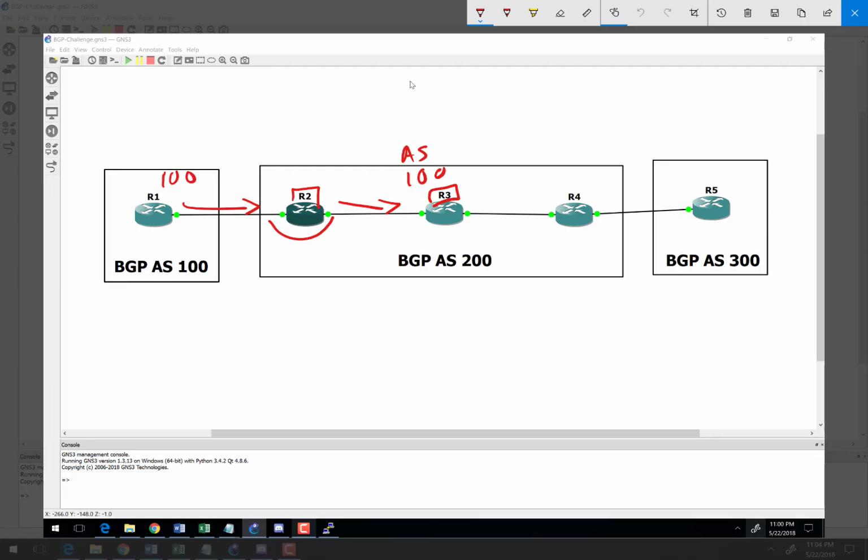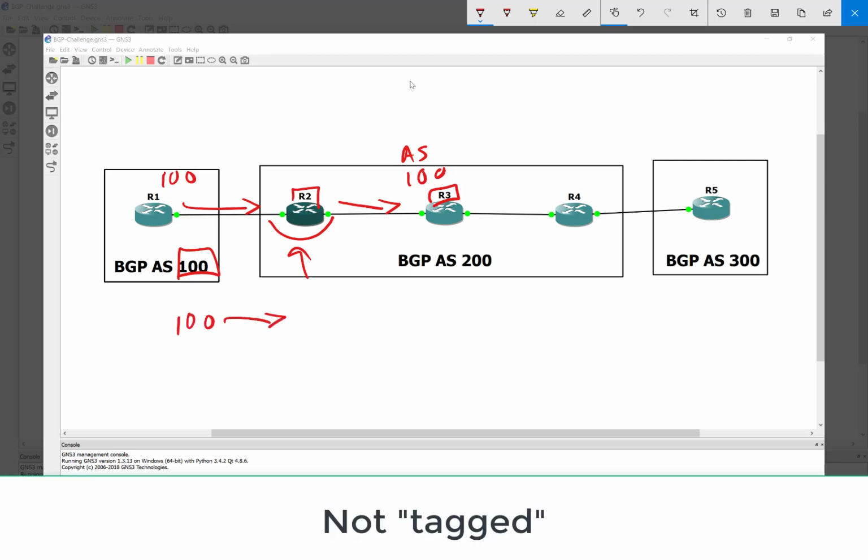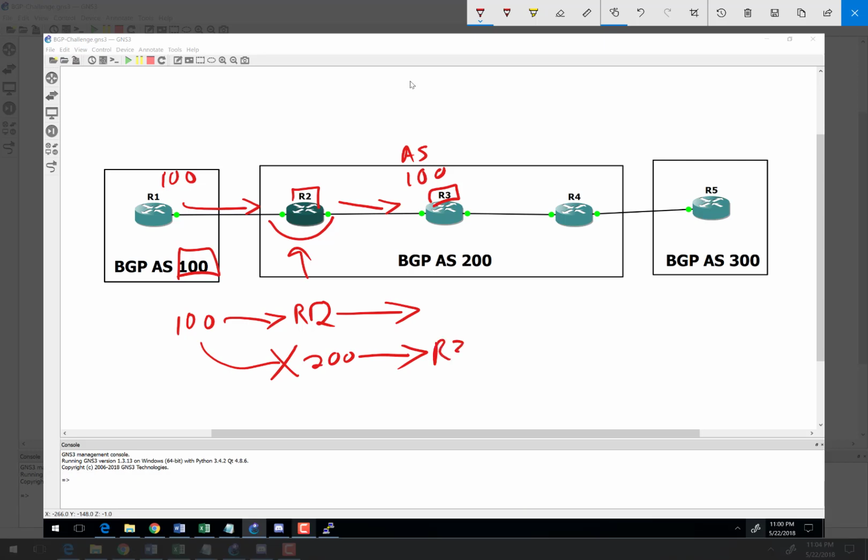All right, so from router 2's perspective, what router 2 is going to do is when he advertises the prefix from router 1 to router 3, he's actually going to override the first autonomous system number with himself. So it's originally tagged with 100 going to router 2. Router 2 is going to send it to router 3, but it's going to take that tag of 100 and overwrite itself onto router 3.